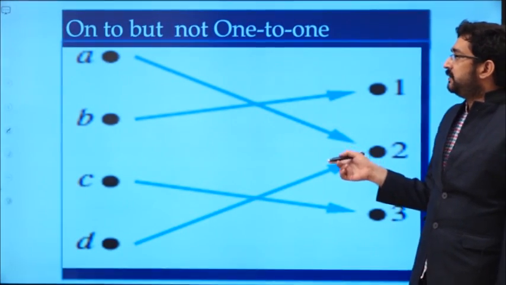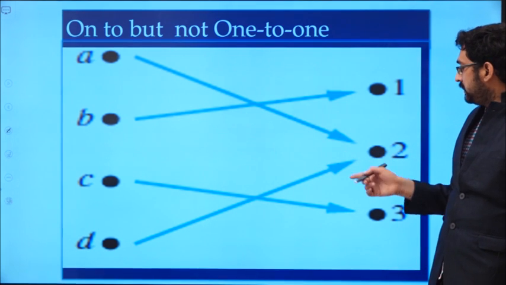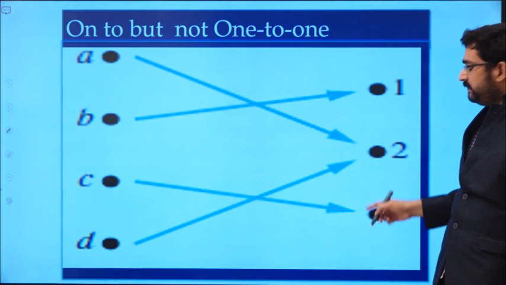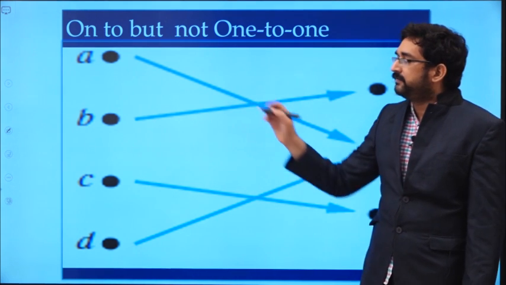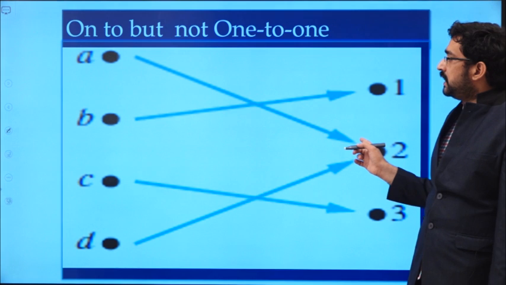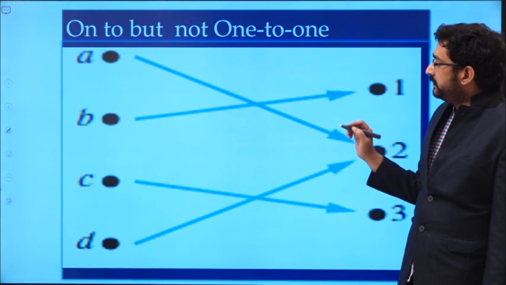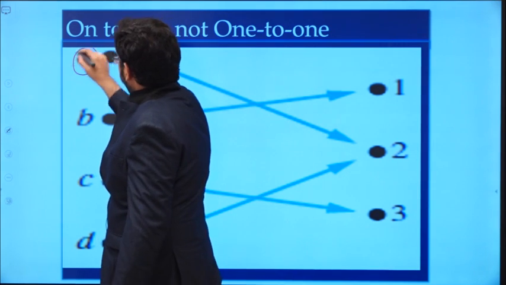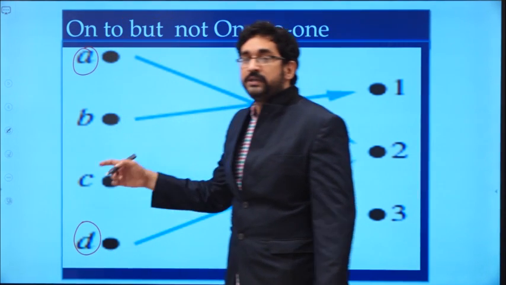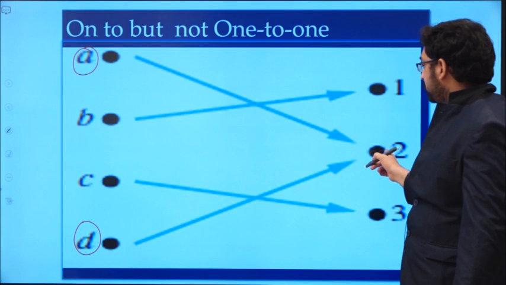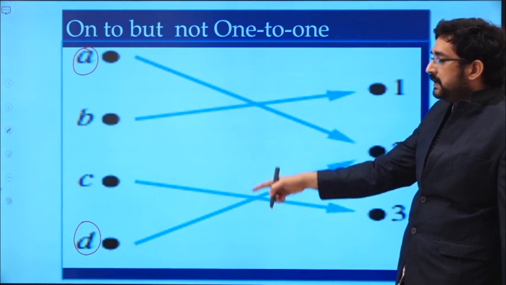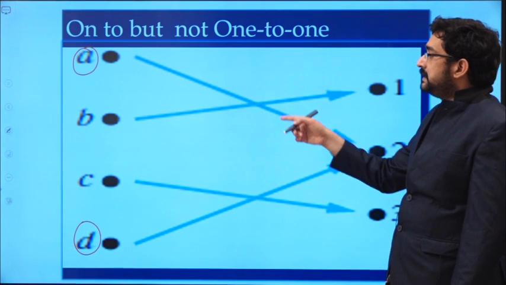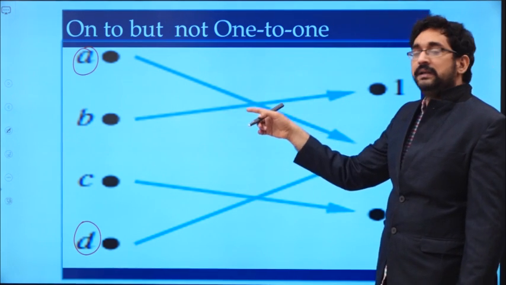So this is an example of onto but not 1-1. Why is it onto? Because all elements in the codomain have a mapping from the domain. That's why this is onto. Why is it not 1-1? Here A and D are different, but their images are equal. A and D are distinct, but they are mapped to the same element. That's why this is onto but not 1-1.